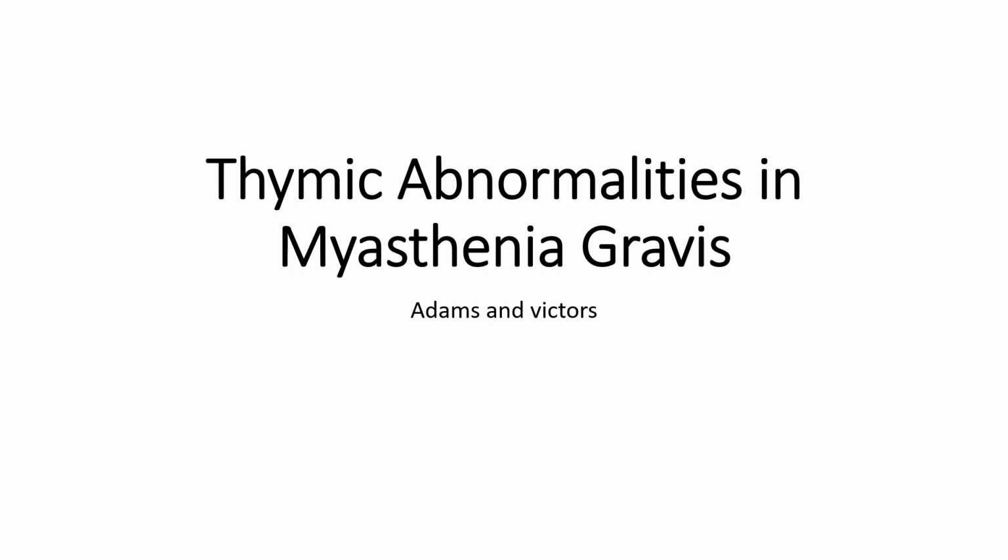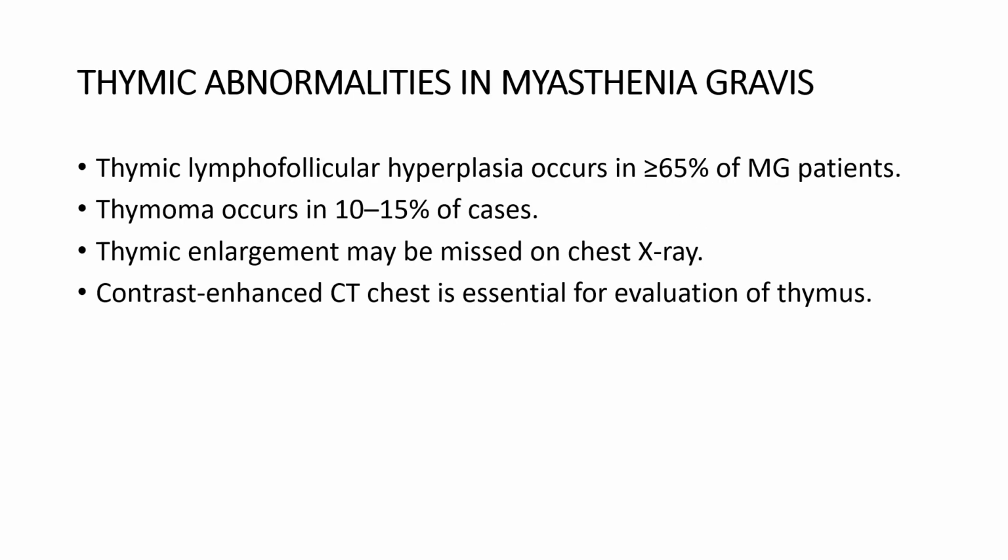Thymic abnormalities in myasthenia gravis. Thymic lymphofollicular hyperplasia occurs in 65% of myasthenia gravis patients. Thymoma occurs in 10 to 15% of these cases. Thymic enlargement may be missed on a chest X-ray. Contrast enhanced CT scan is essential for evaluating the thymus gland.